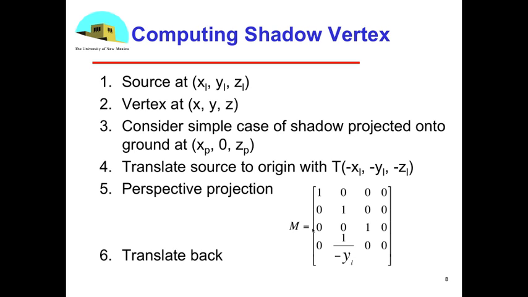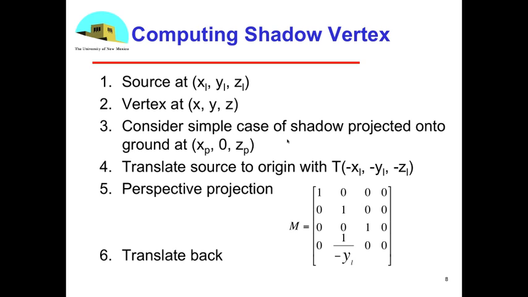Then I do a standard perspective projection for that, which will depend on what the y of the light source is. And then I translate it back with T of xl, yl, zl, and that's basically it. Now I have the shadow polygon, and I could now render that polygon.